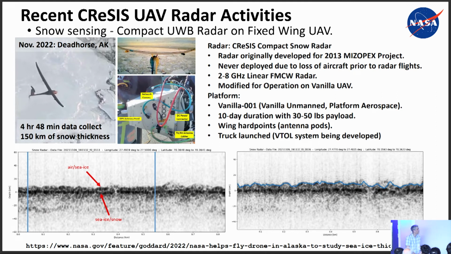Moving on with CReSIS activities. These are some rather interesting results that were accomplished through a NASA project funded just before the pandemic happened. NASA came to both Vanilla, who manufactures this UAV, and CReSIS to put our snow radar onto this platform. The radar was originally developed for the 2013 MisoPEX project. It never did fly on that due to losing the aircraft before the radar was flown. It was modified to fit on the Vanilla UAV.